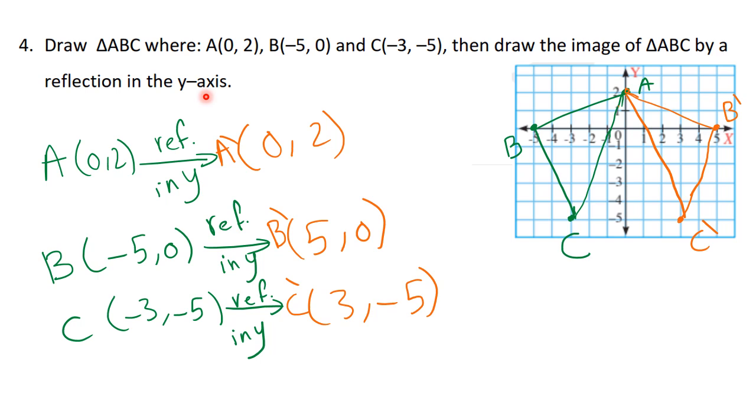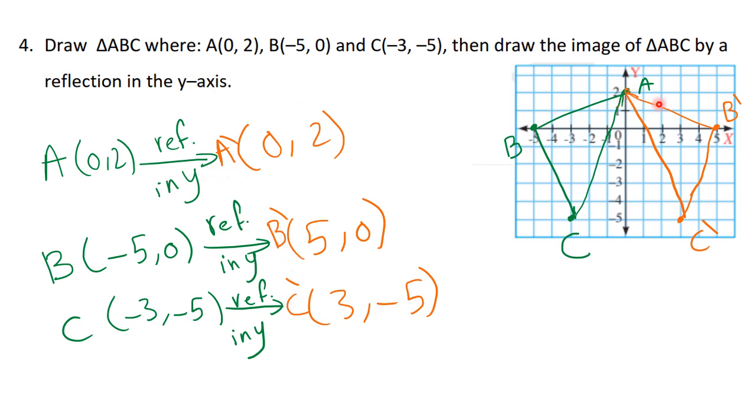We said before that in reflection in the y-axis, we change the x. Since the x here is just 0, which is neutral, neither positive nor negative, we write it as it is. So it will be (0, 2). Here we'll change the x from -5 to 5, here from -3 to 3, and the y will remain as it is.